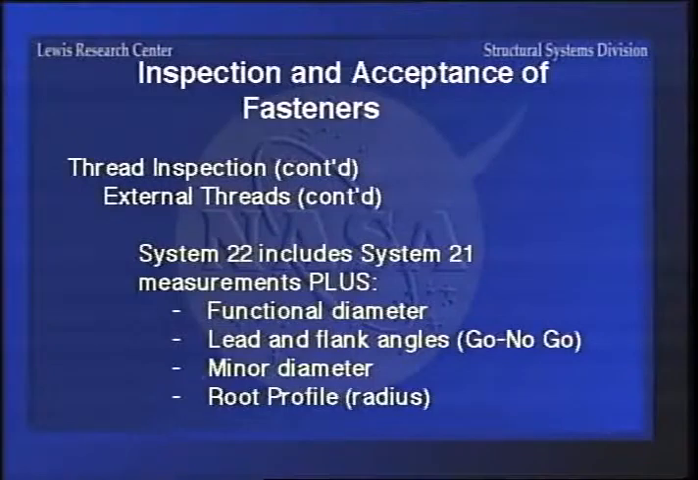The functional diameter, which you get from up here with a go, no-go gauge. Lead and flank angles, and that's just go, no-go. Minor diameter, and then you can measure the root profile. But I found that that is not done that much unless somebody insists that it's done.